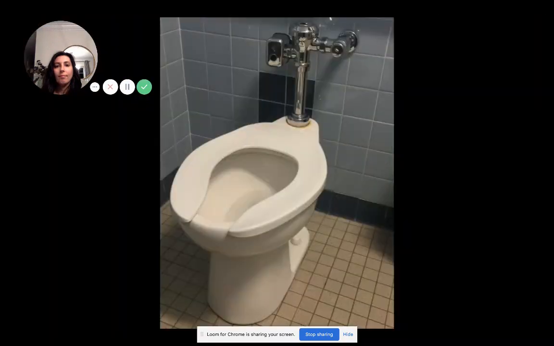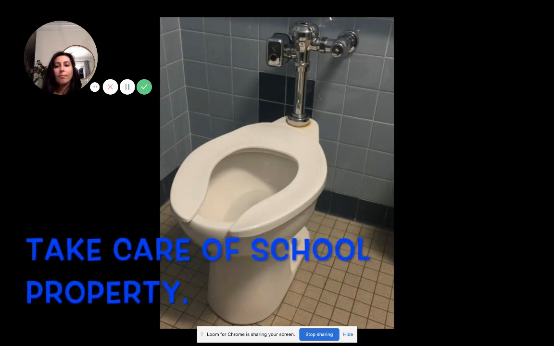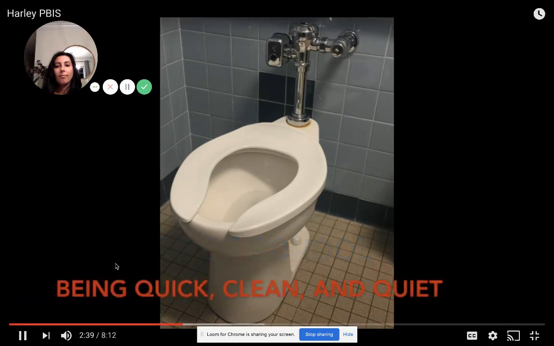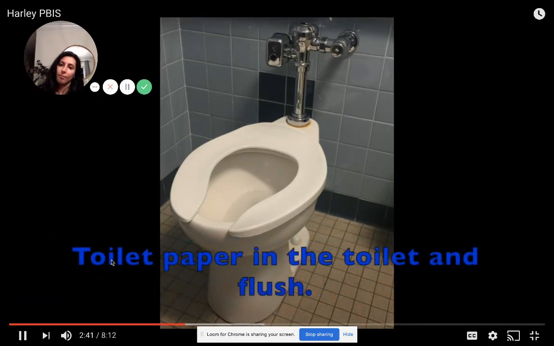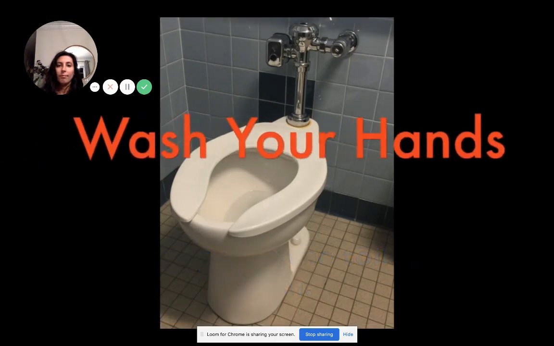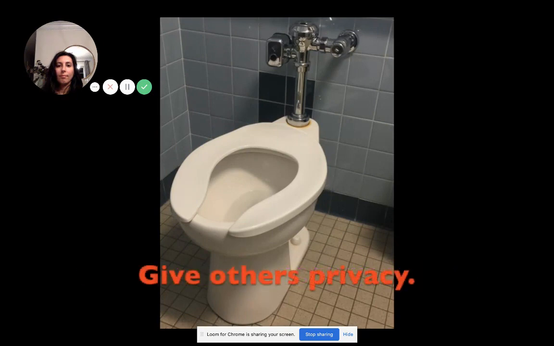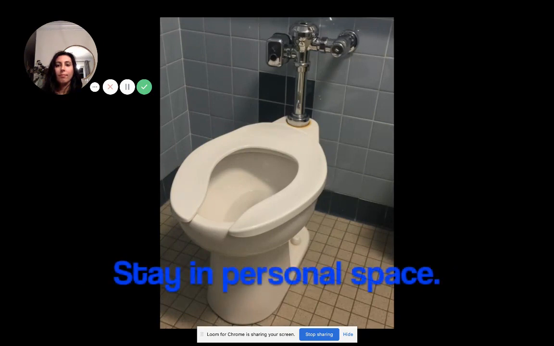When you are in the bathroom, you agree to follow the 3 R's by using your indoor voice, taking care of school property, being quick, clean, and quiet. You're going to put the toilet paper in the toilet and flush, wash your hands, throw paper towels in the garbage. Give other people privacy and stay in your personal space.